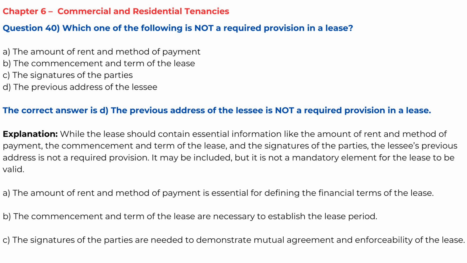A. The amount of rent and method of payment is essential for defining the financial terms of the lease. B. The commencement and term of the lease are necessary to establish the lease period. C. The signatures of the parties are needed to demonstrate mutual agreement and enforceability of the lease.